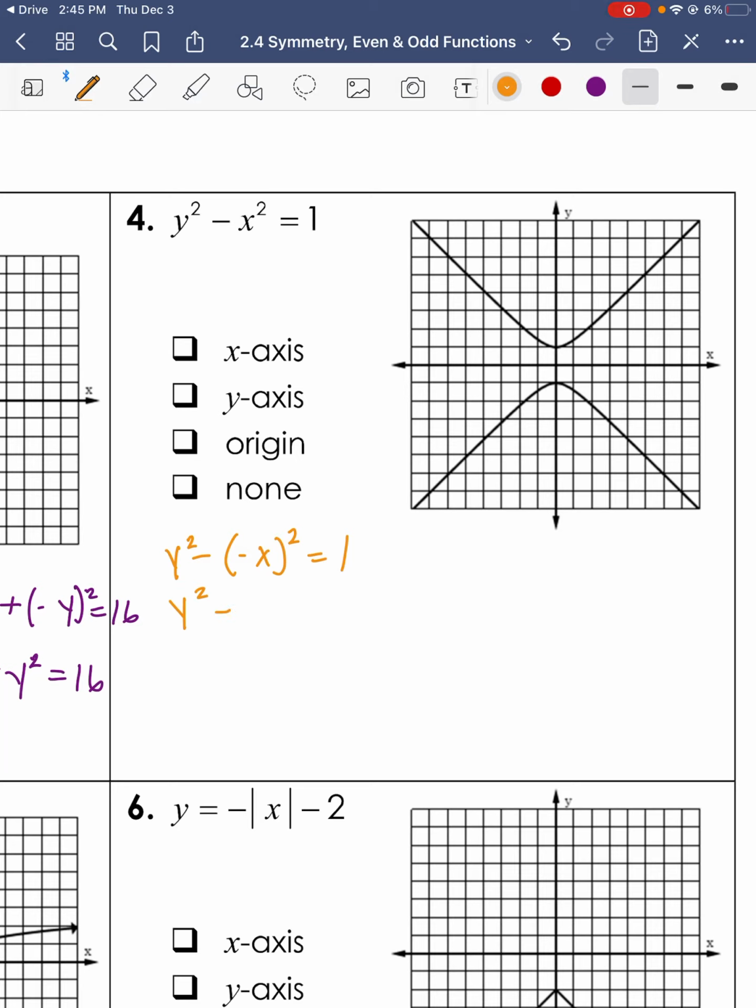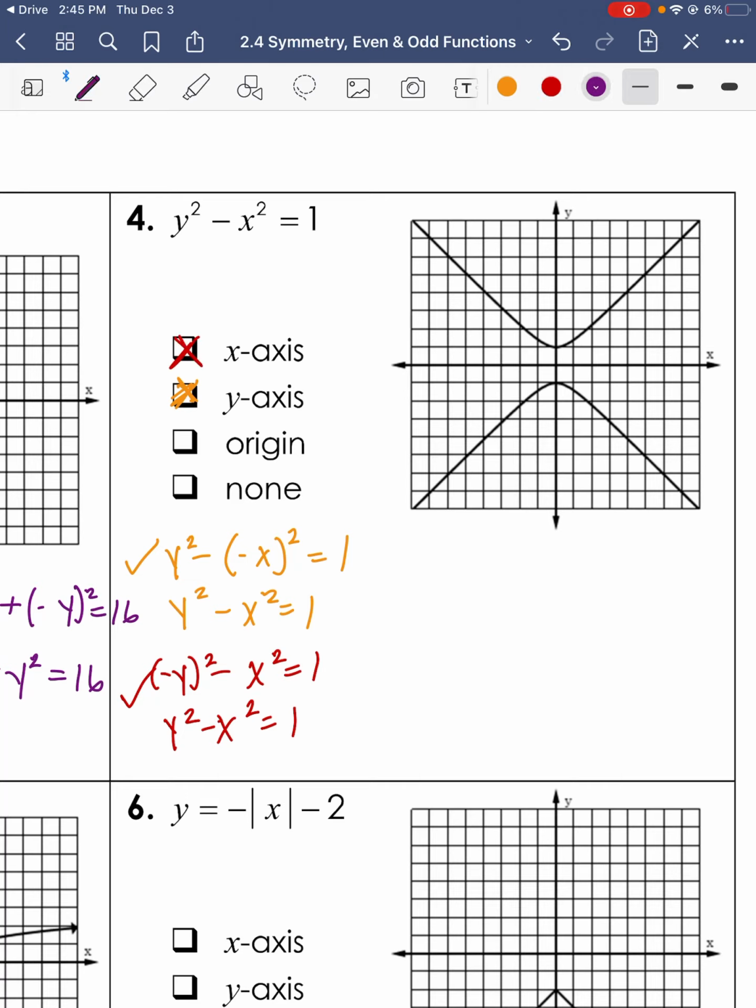And then that's equal to y squared minus x squared is equal to 1. This is the original equation, so we'll check off this box. Then replacing y with negative y, we have negative y squared minus x squared is equal to 1. Negative y squared is the same thing as y squared, so you can see we also have the same equation here.